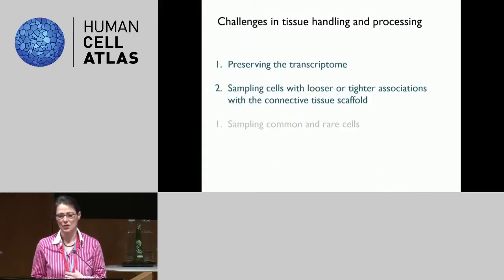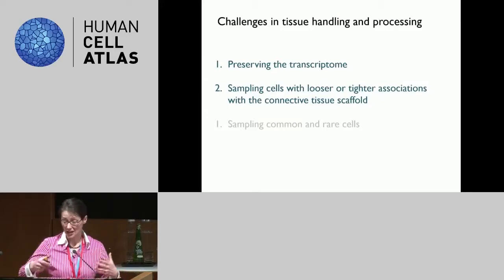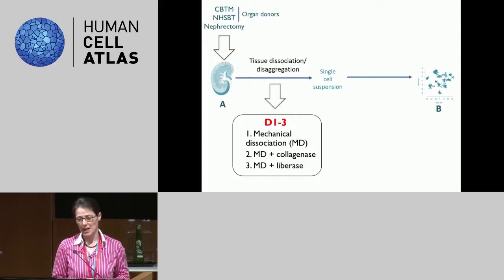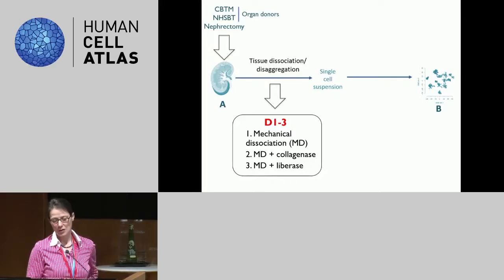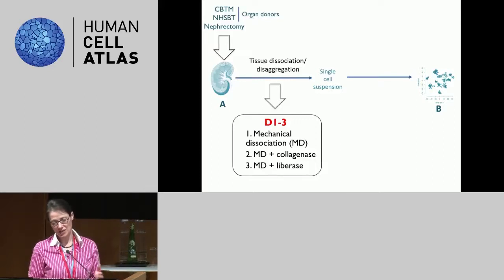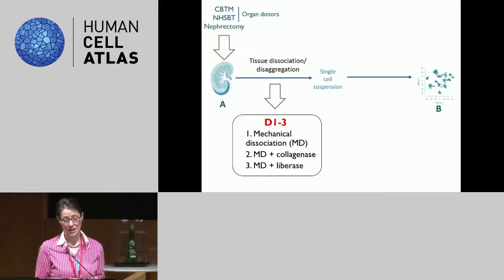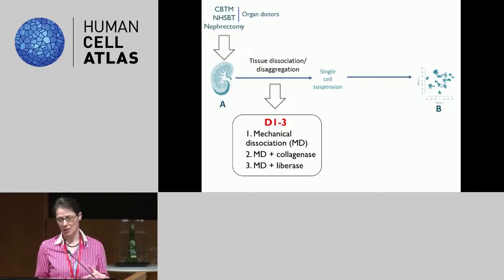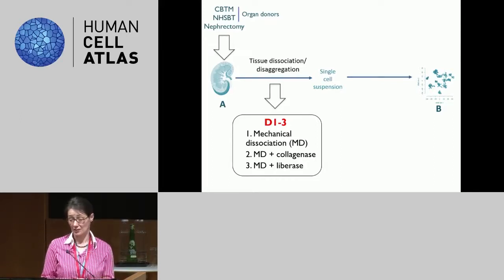Okay, so what about the issue of sampling cells, some of these cells that have very tight associations with the connective tissue scaffold? So we've been carrying out a study, and as Sarah mentioned, this is funded by CZI, where we've been systematically comparing different dissociation protocols. So a simple mechanical dissociation, where you use scissors and razor blades to cut up the tissue, and compared this with mechanical dissociation plus collagenase, an enzyme, or liberase. When we apply these enzymes, we obviously need to incubate the tissue at 37 degrees.